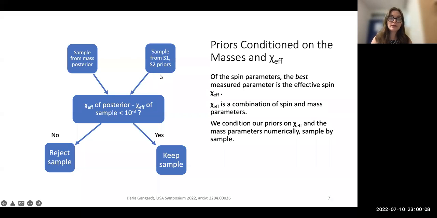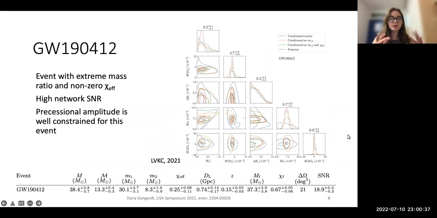Then we calculate the chi effective of this sample and compare it with the chi effective of its posterior. If the difference between them is smaller than 10 to the minus 3, a chosen threshold, we keep the sample, and if not, we reject it. We repeat this process until we have a prior that covers all of the posterior samples, and then we have a prior that's conditioned on chi effective and on the masses. We then formulate these priors for all of the events in the gravitational wave catalog.